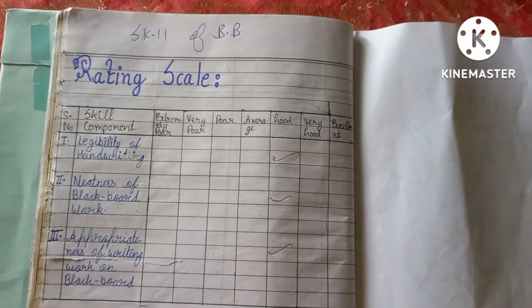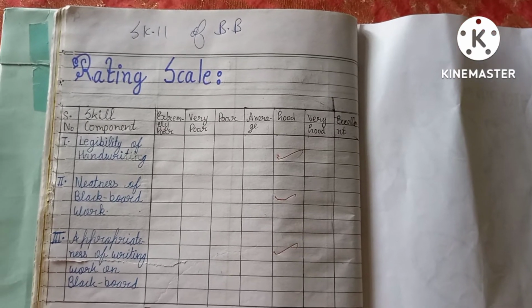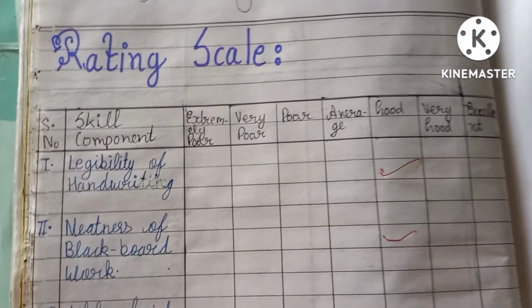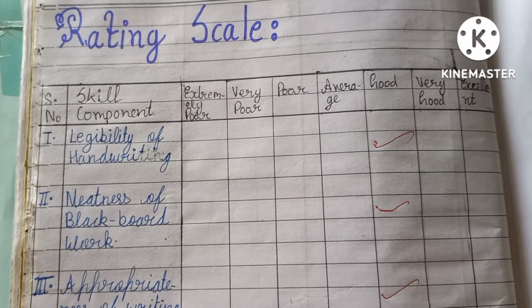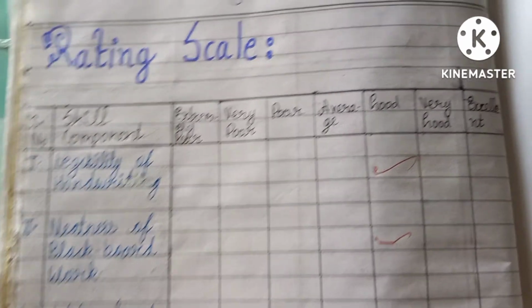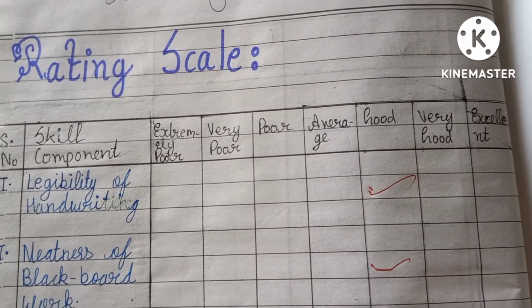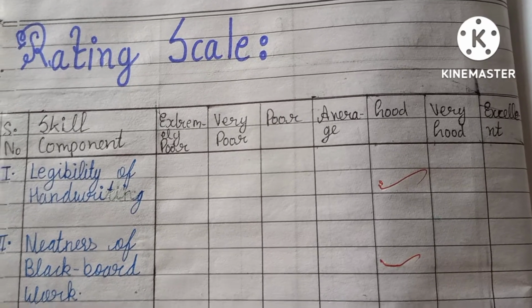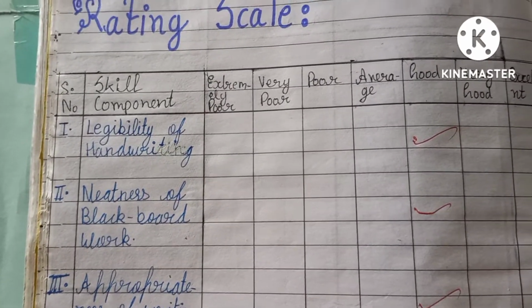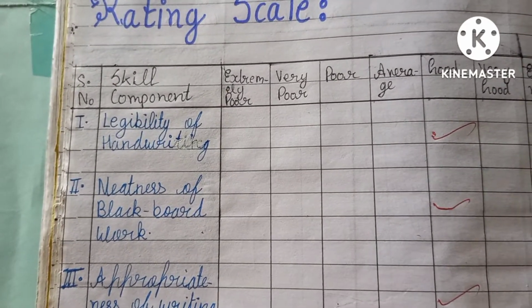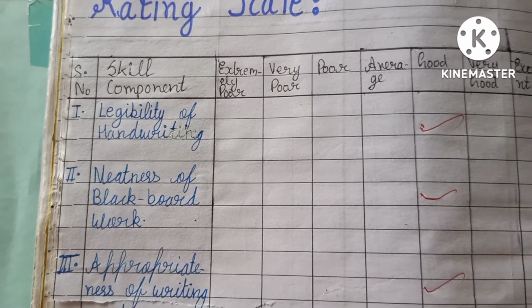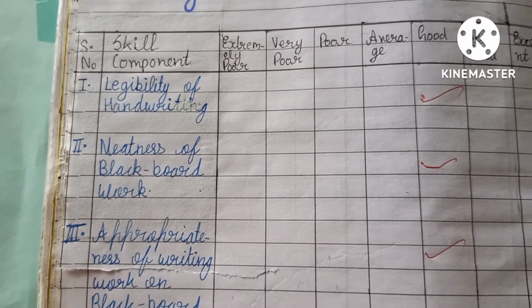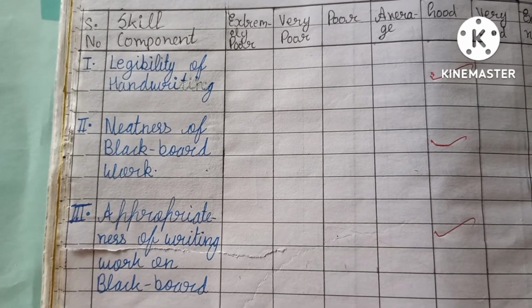Now we make the table. First of all, we write the rating scale. In the table, we write serial number, skill component, then extremely poor, very poor, poor, average, good, very good, excellent. Skill components, right? First is legibility of handwriting. Second is neatness of blackboard work. Third is appropriateness of writing work on the blackboard.